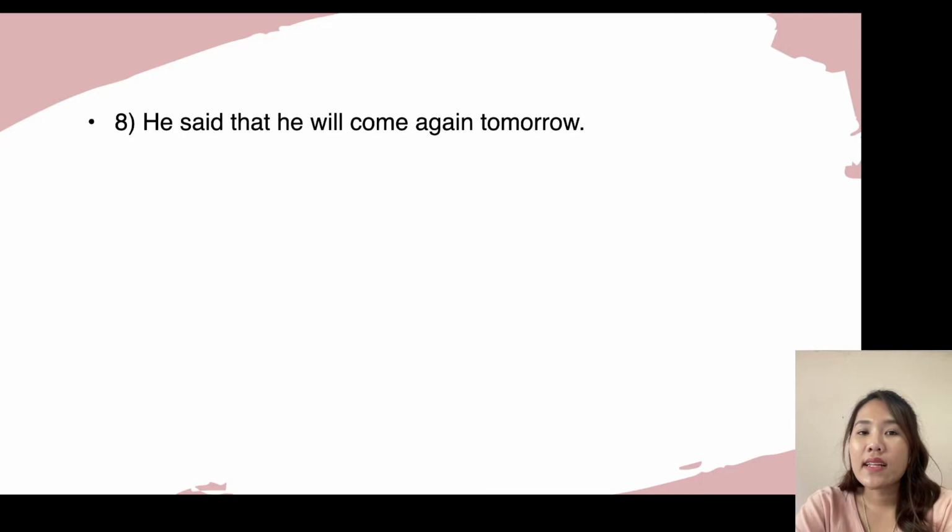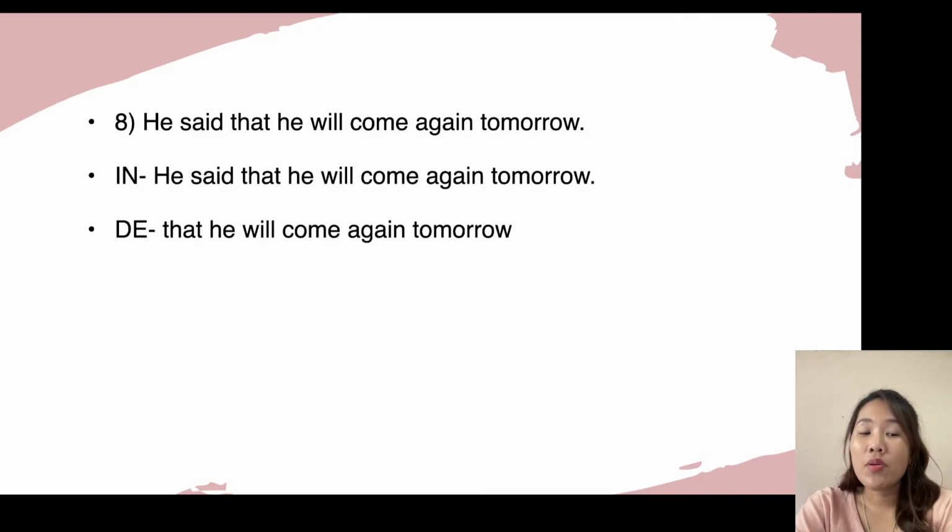And number 8, he said that he will come here again tomorrow. So that he will come again tomorrow, it is dependent clause. And he said that he will come again tomorrow is the independent clause. Altogether, it is complex sentence.